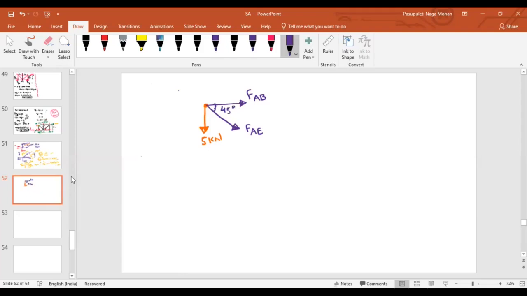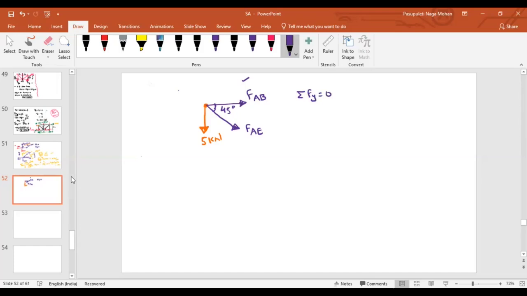Tan 45 equal to 1. Now tell me, which force can I find out directly? Look along the x direction. Along the x direction, how many forces will be there? FAB, and the component of FAE will also come into the picture. So FAE will also come, FAB will also come. We cannot find out any of them directly. Instead, what about the y direction?